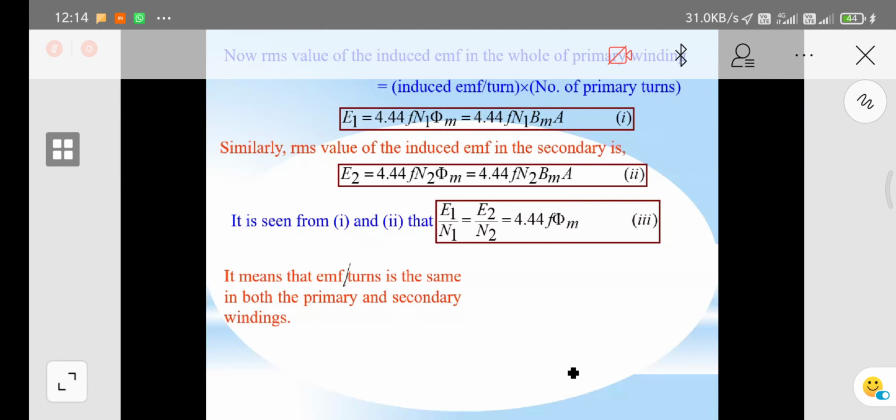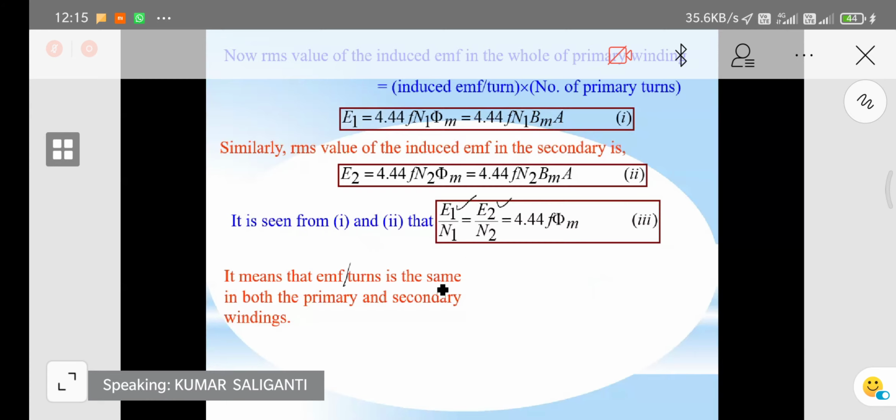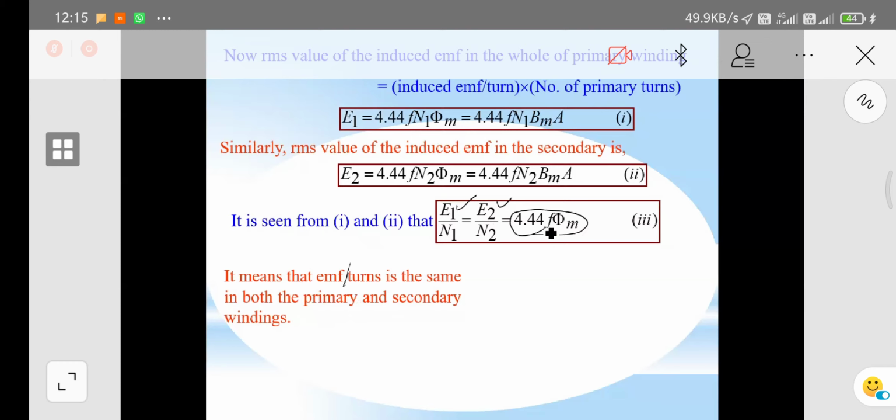It means that the EMF per turn is the same in both primary and secondary windings. With respect to primary there is an EMF per turn, and with respect to secondary the EMF per turn is the same here. Same equation. Okay.